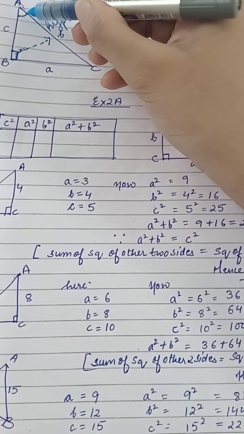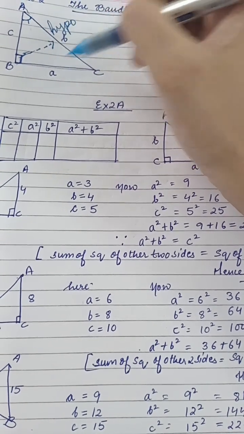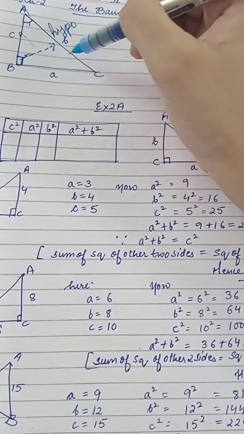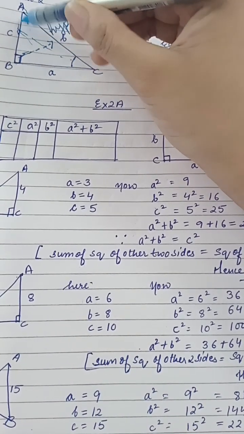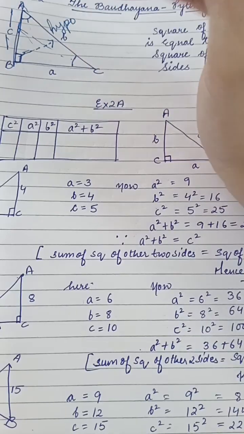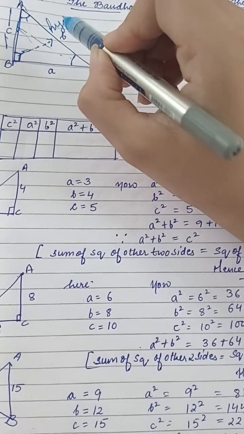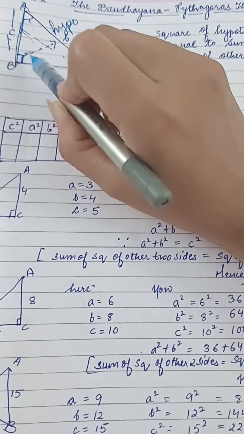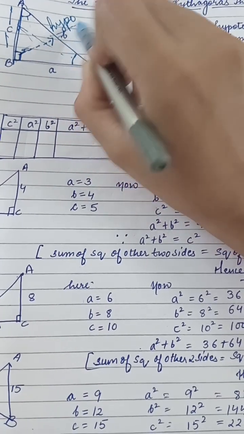Opposite to angle A is this side, and I have taken it as a. It's not compulsory, I just have taken that. And opposite to angle C, this is your AB, and I have taken this as c. Have you got what the hypotenuse side is? It is always opposite to the 90 degree angle. Just remember that.